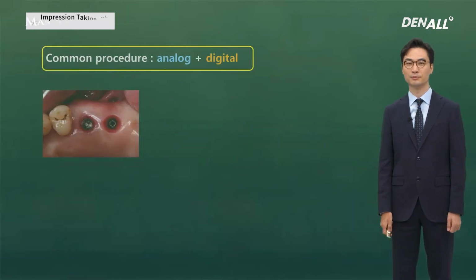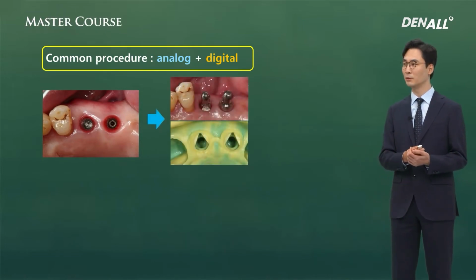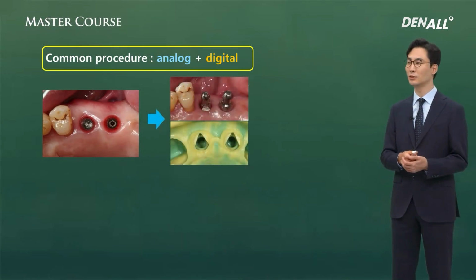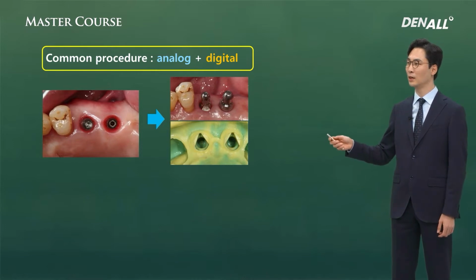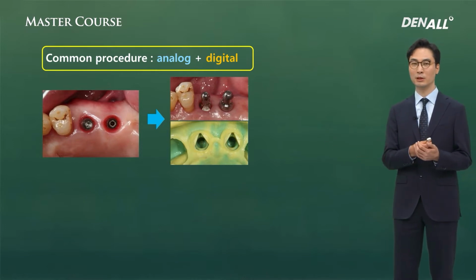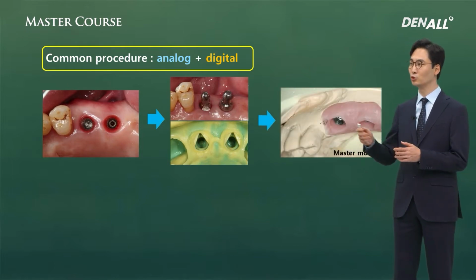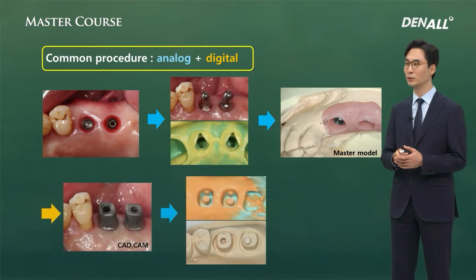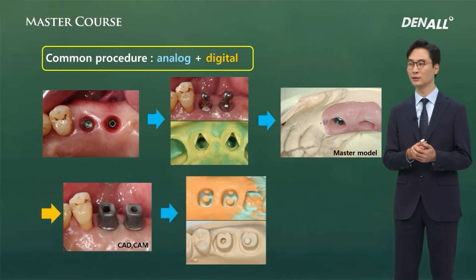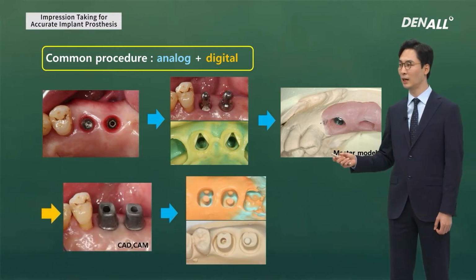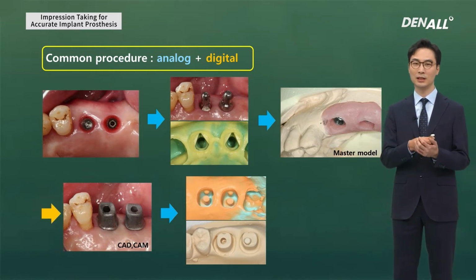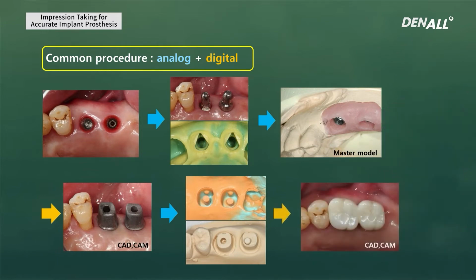This is the process that we use frequently, clinically speaking. Transfer type impression coping is placed on the implant body. Impression is taken and a stone model is made. Master cast is made. Custom abutment is made. After connecting custom abutment, this can be scanned or impression can be taken again to make final prosthesis. This is an intermix of analog and digital dentistry. This is very frequently used clinically speaking.